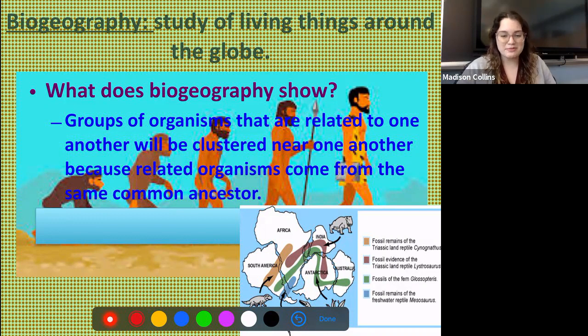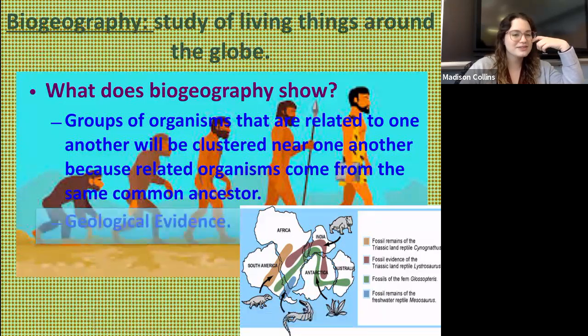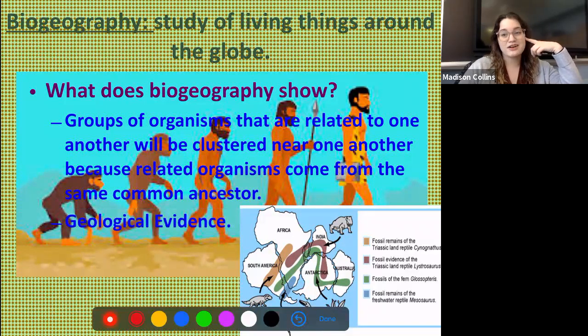So if you look at this map I've provided, you can see that originally, once upon a time, all of the continents on Earth were together, right, through Pangea. But as those continents broke apart and organisms were separated, we start to see evolution occur. And we'll talk more about that next week. But we can see that these organisms that are closely related are actually clustered close to each other. So what type of evidence is this? It's biogeography, which means it's probably geological evidence, right? Because we're talking about the Earth and its structures.